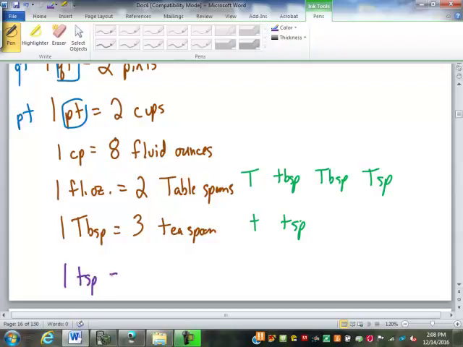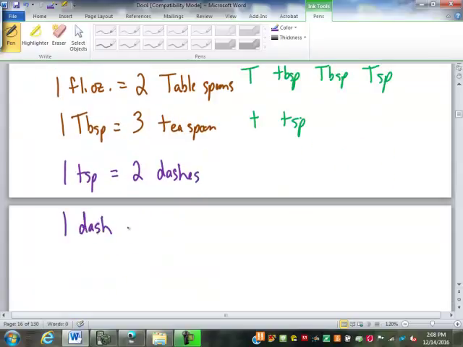Smaller than a teaspoon contains 2 dashes. Now for a dash, think of a salt shaker, only back in the day they had large spice shakers. So just one little tip, one dash of the shaker was a dash. There's 2 of them in a teaspoon.